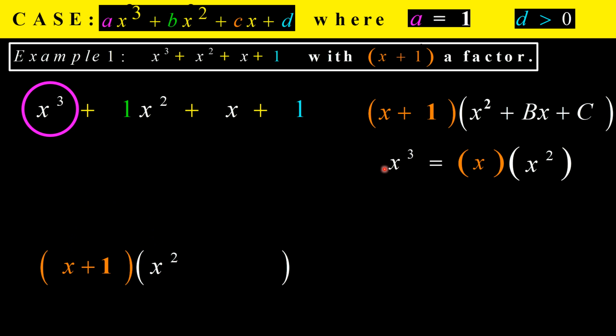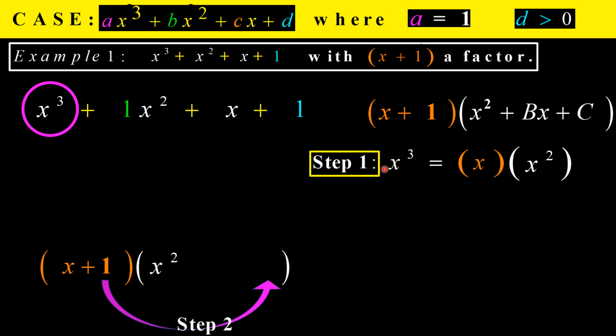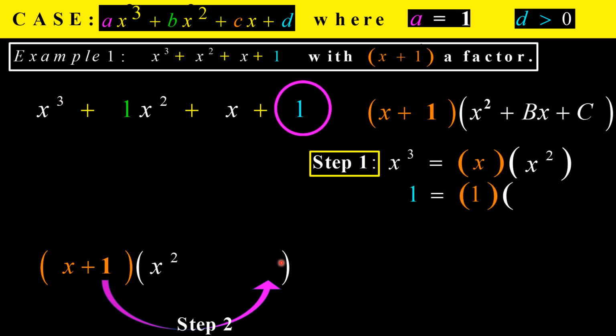Now next, I want to find my first term of the quadratic. Now for the second step, I'm going to find the constant term. Can you see there? There's a constant. I want to find that constant term. And to do that, I need to use the constant term of the cubic.